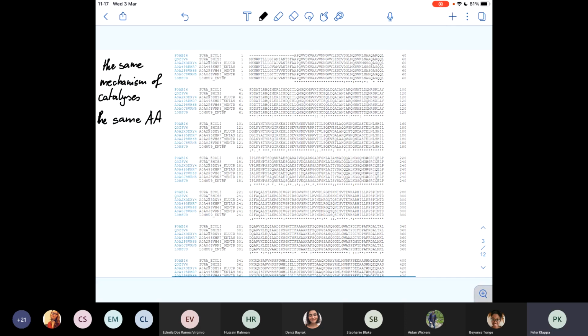So what we can do, as Cami suggested, is compare different species that have that enzyme that we are interested in. We compare the amino acid sequence and we try to figure out which amino acids are highly conserved.